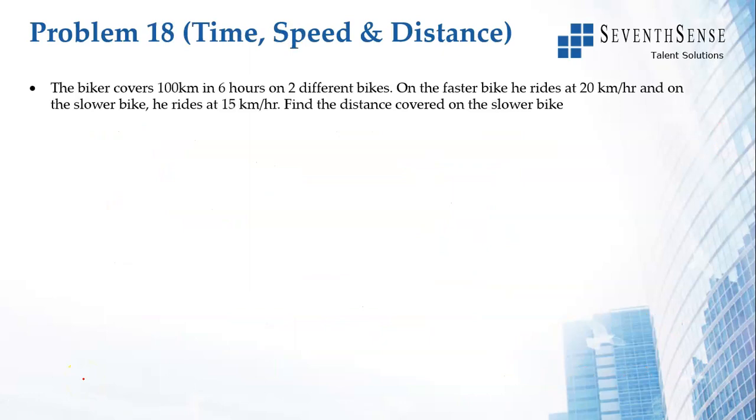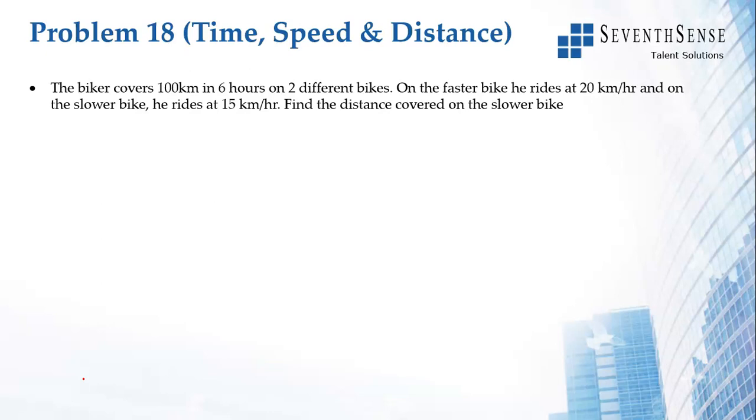Let's look at the next question. A biker covers 100 kilometers in 6 hours, but it is on two different bikes. On the faster bike, he travels at 20, and on the slower bike, he travels at 15 kilometers per hour. Find the distance covered on the slower bike. So here we'll see how we can use Mixtures and Alligations to solve problems in time, speed, and distance.